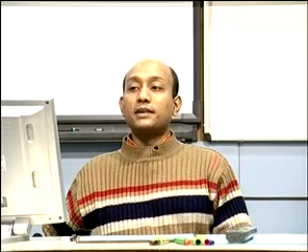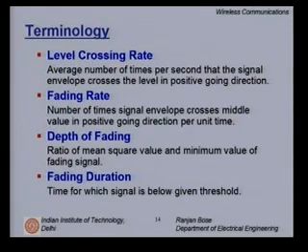So all these factors, the level crossing rate, the fading rate, the depth of fading and fading duration, must be taken into consideration while planning your cellular system. Quality of service, the probability of blocked calls, the probability of dropped calls, all of that will be affected by these four terms.